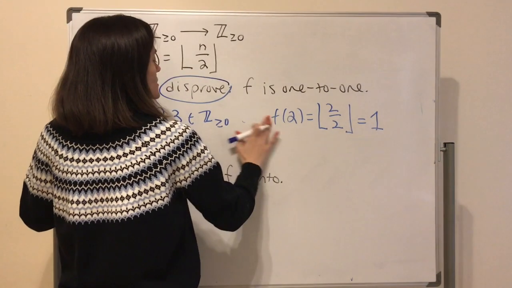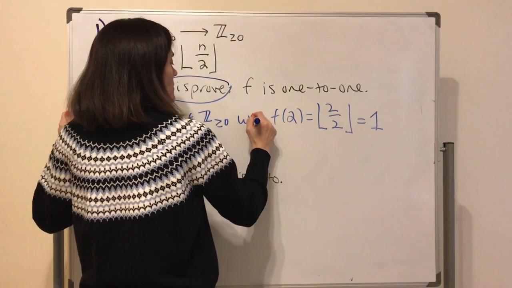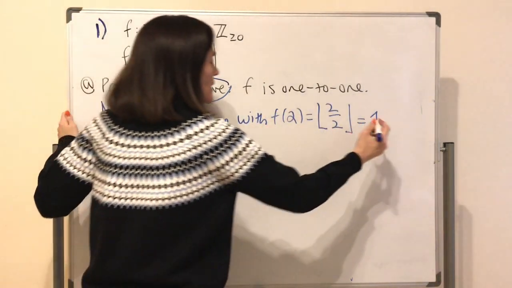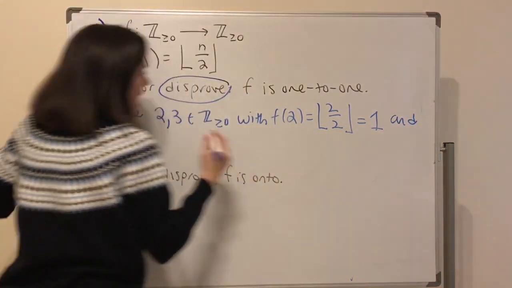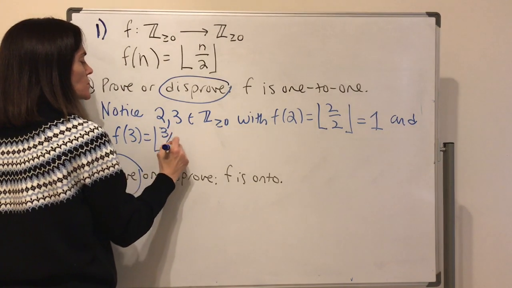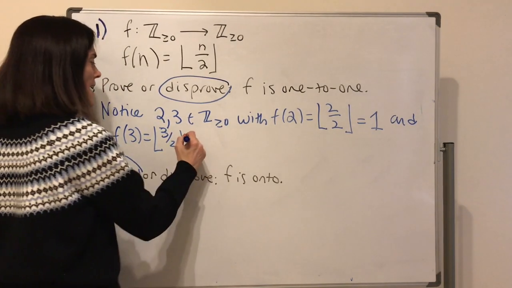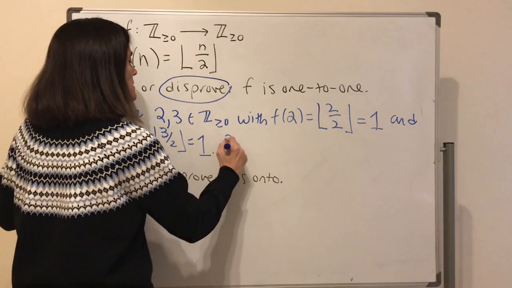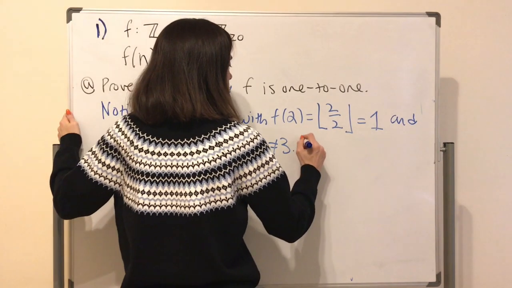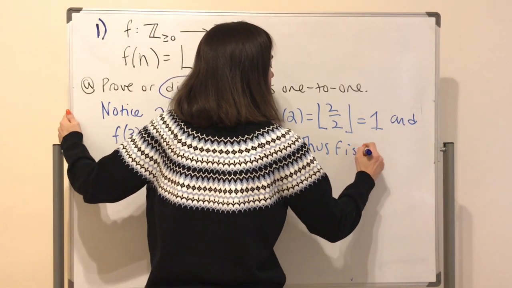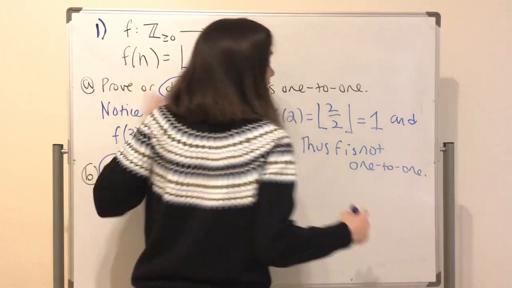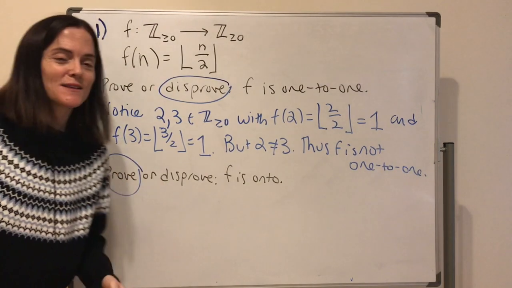Or maybe instead of "and," I'll say "with." Notice 2 and 3 are in Z greater than or equal to 0, with f of 2 equal to 1. Yeah, that reads okay. And f of 3 is the floor of 3 over 2. This is the floor of 1.5. This is also 1. But 2 is not equal to 3. So thus, f is not 1 to 1.